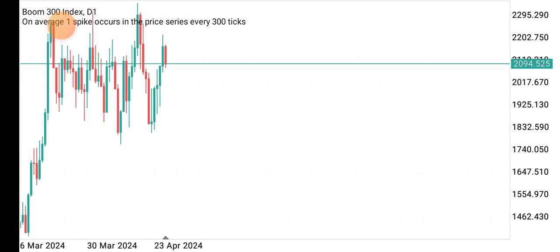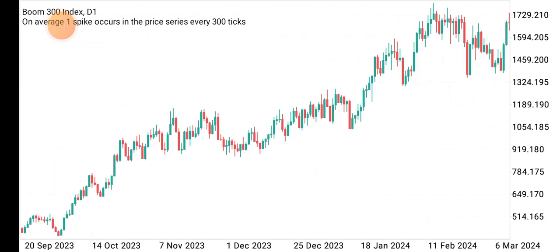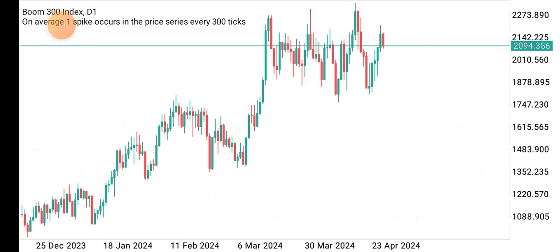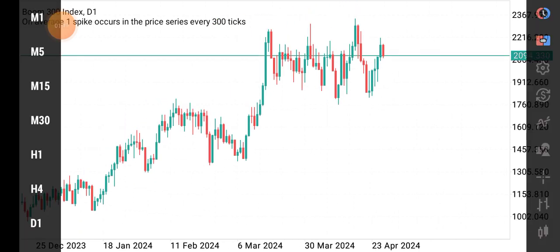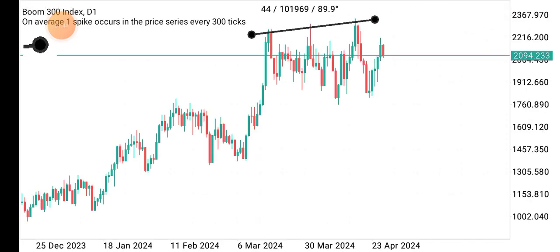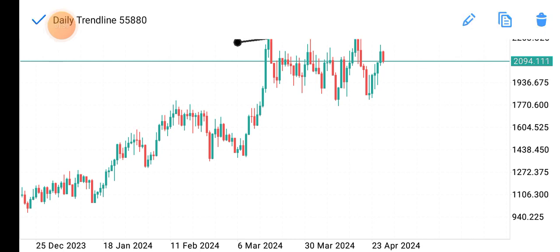First of all, I went to the daily time frame. On the daily time frame, you can see the market has been buying for a while, and in fact this is a particular pair we were analyzing with my students yesterday when we had the class. As you can see, we have a resistance zone here at the top where the market has been reacting each time it gets to it.